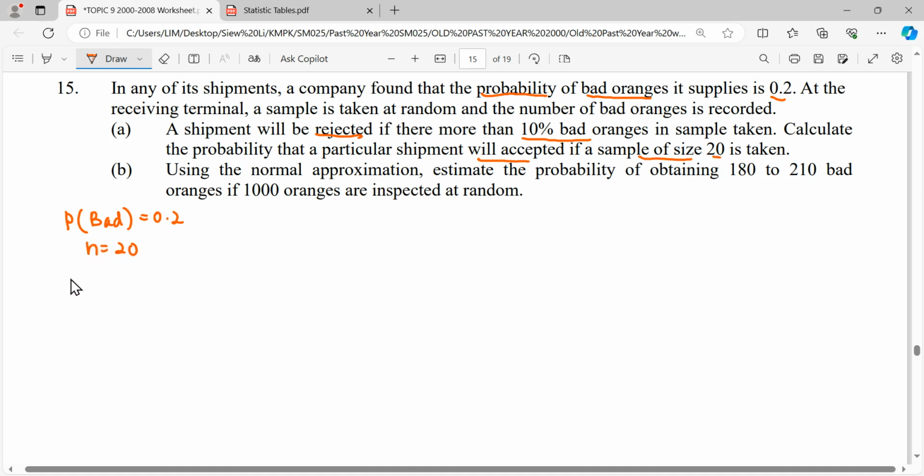So n is 20. So we are calculating the number of bad oranges. So X is distributed binomial, sample 20, with probability of bad 0.2.